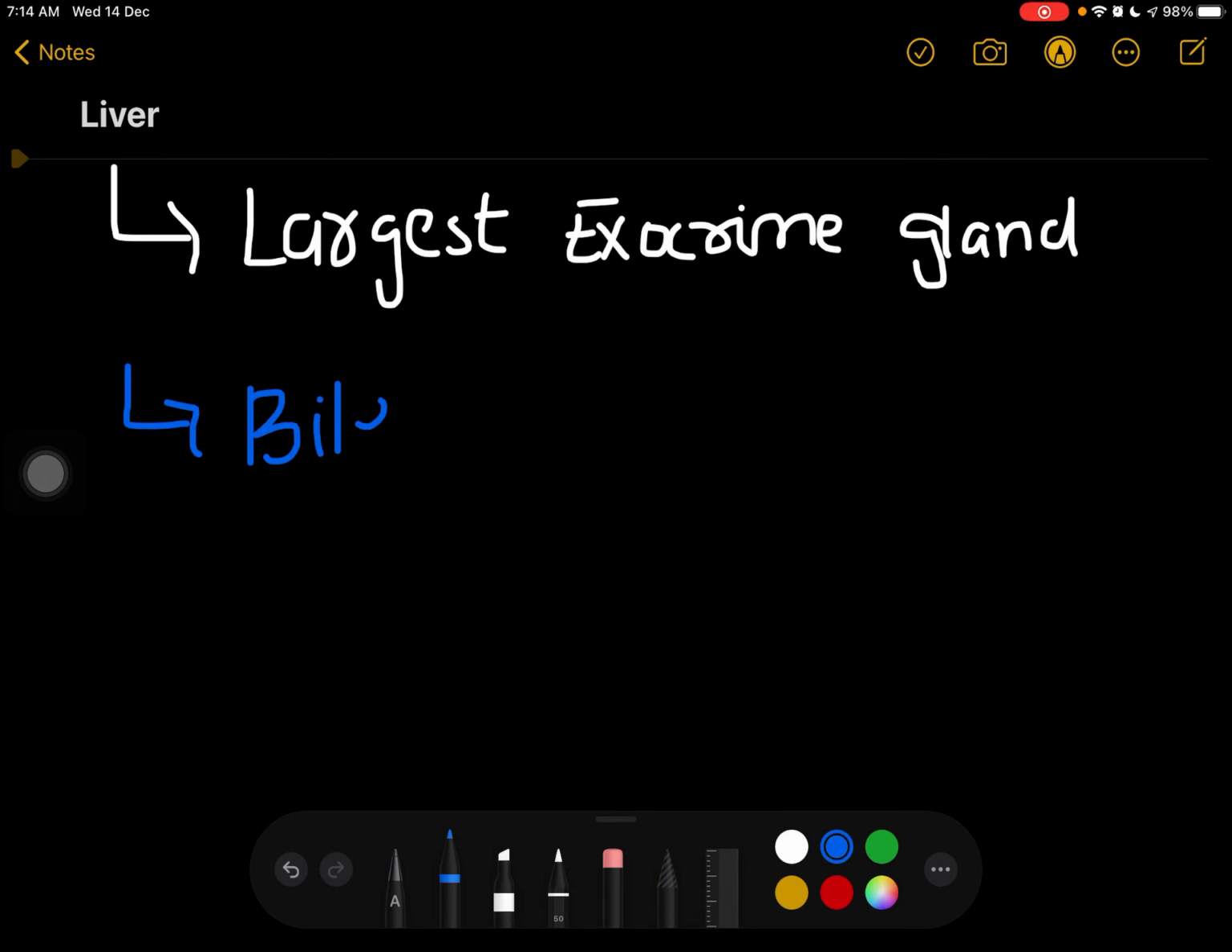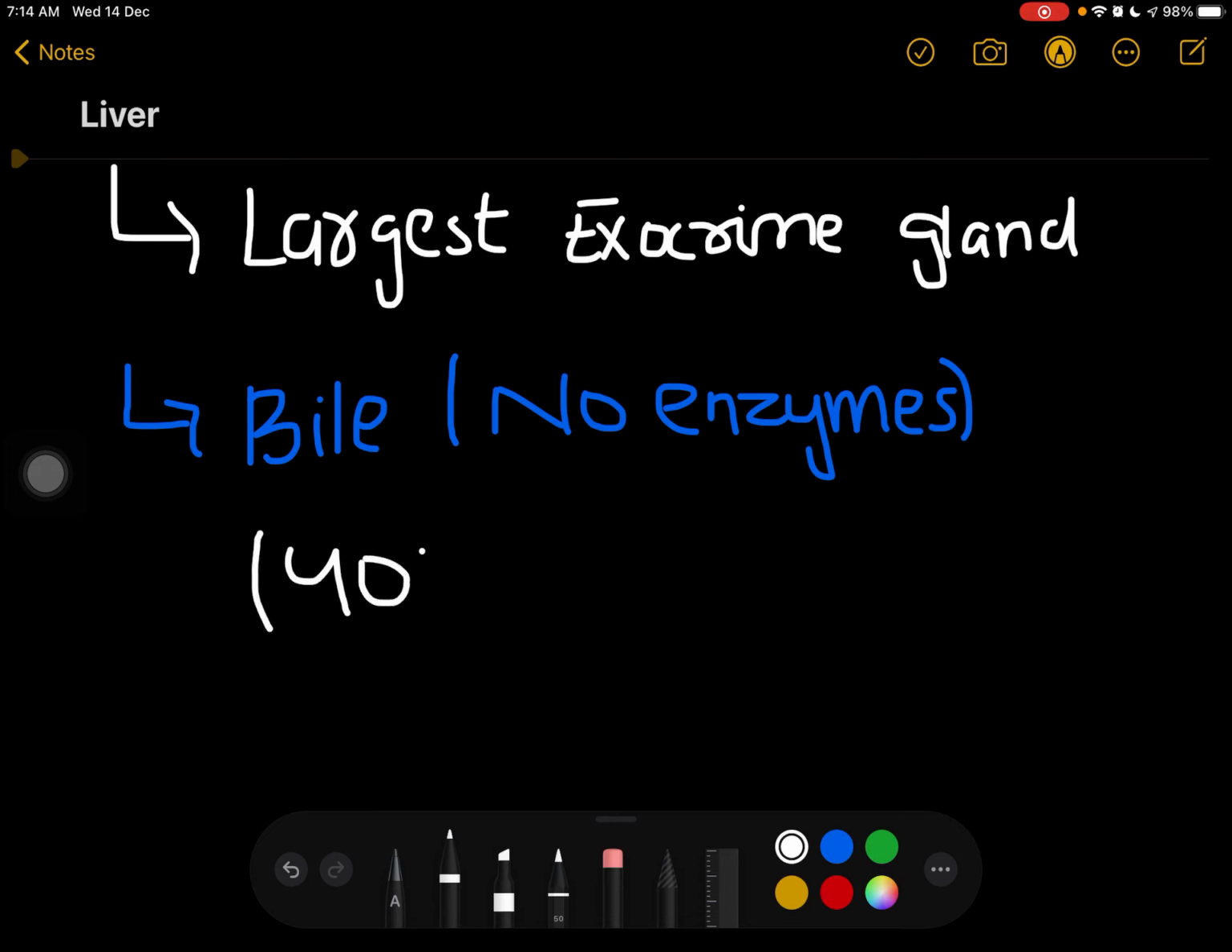It produces bile which has no enzymes for digestion. It has pigments, acids, water, and we will talk about the composition of bile in my next video, right? So liver is the largest exocrine gland and it produces bile. About 400 to 800 ml of bile is produced, right?